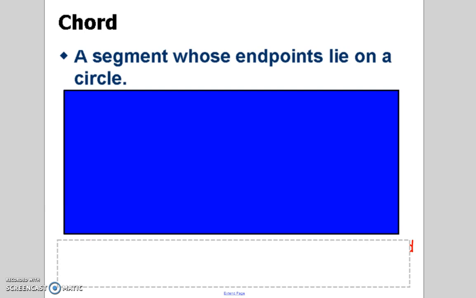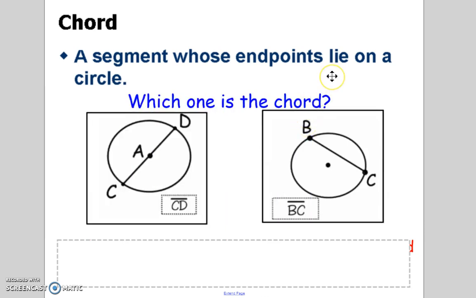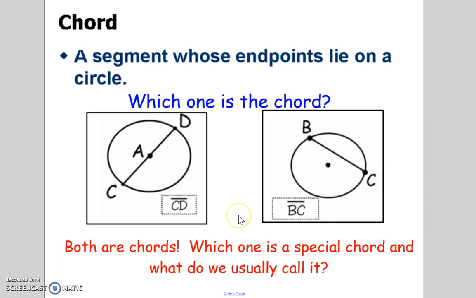A chord is a segment whose endpoints lie on a circle. So we have a few different options. Which one is the chord? It just says a segment whose endpoints lie on a circle. This segment has endpoints on a circle, and this segment has endpoints on a circle. So they're both chords. A chord is just a segment where both endpoints are on the circle somewhere.